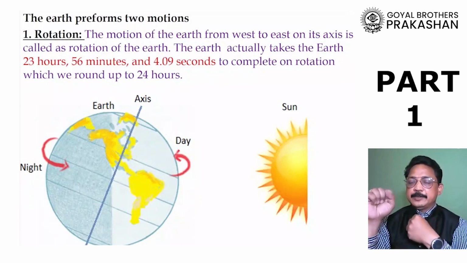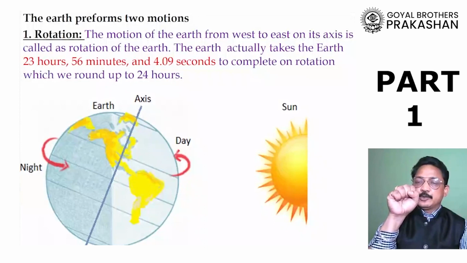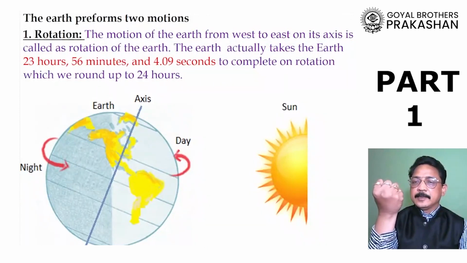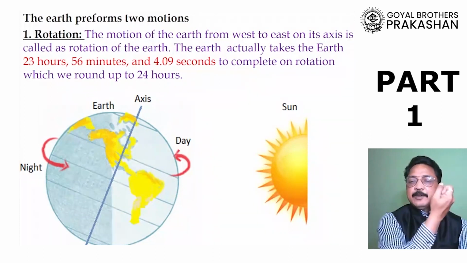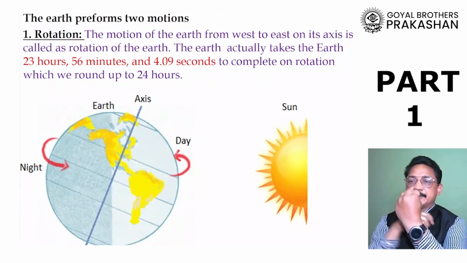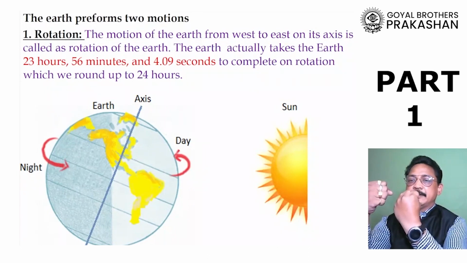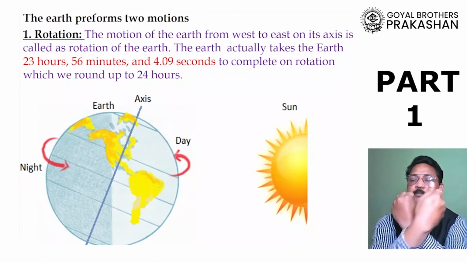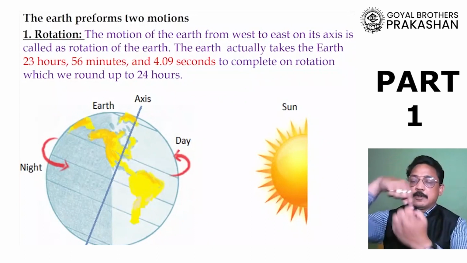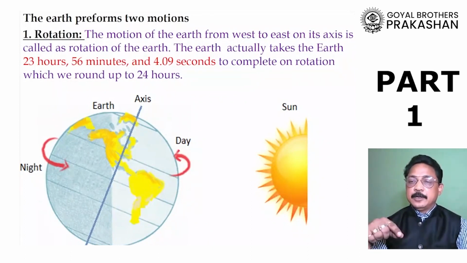That means, please understand this. Suppose this hand shows rotation. So while rotating, the earth is also moving forward. That means if here is the sun and this hand is showing you the rotation, at the time of rotation it is also moving forward. That means it is performing one more motion called revolution.